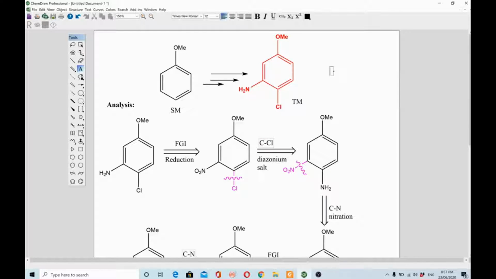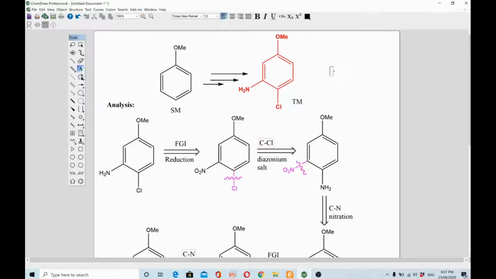We have to devise a synthetic strategy. We need a method that cuts through it and gives us an easy approach to prepare this molecule. Let's start. The first step would be analysis.